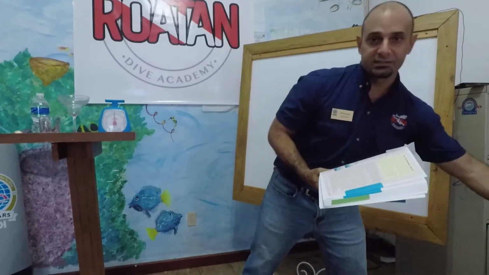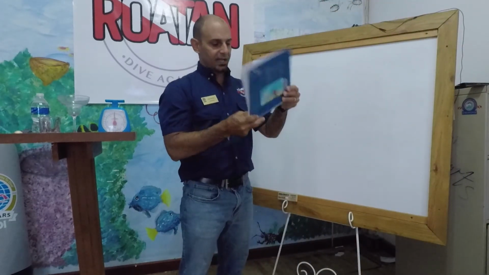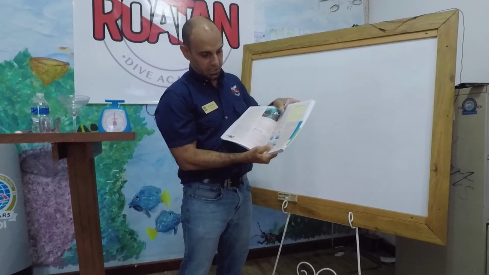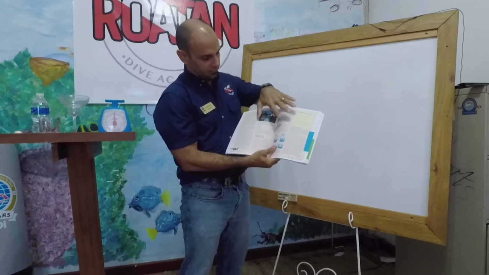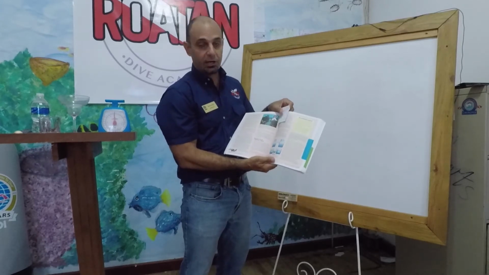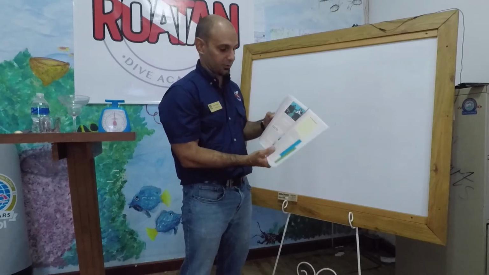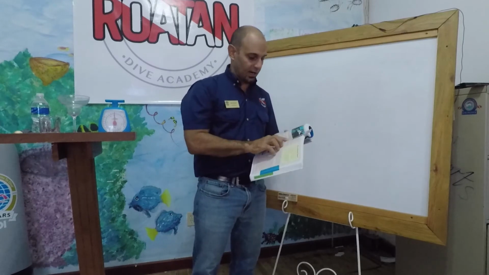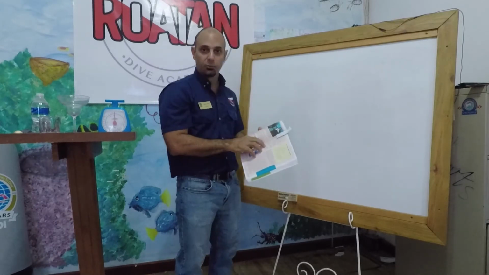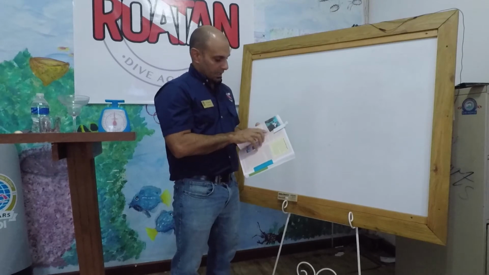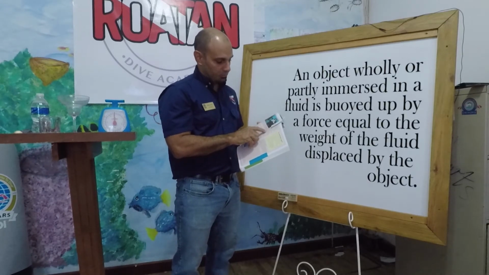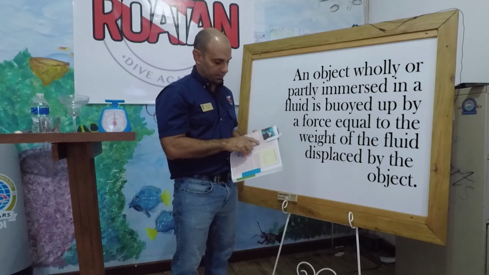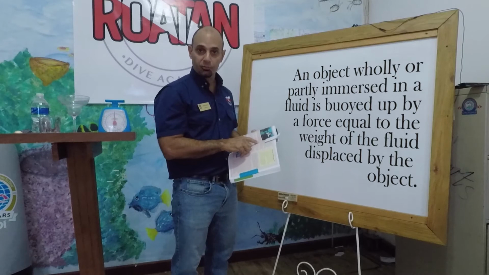So we're going to be talking about the Archimedes Principle, and you can find that information in the Encyclopedia of Recreational Diving on page 419. You will find here all the information related to the Archimedes Principle. So let's read from the encyclopedia what the Archimedes Principle is. I'm going to write it down here on the board so you can read with me. An object wholly or partly immersed in a fluid is buoyed up by a force equal to the weight of the fluid displaced by the object.